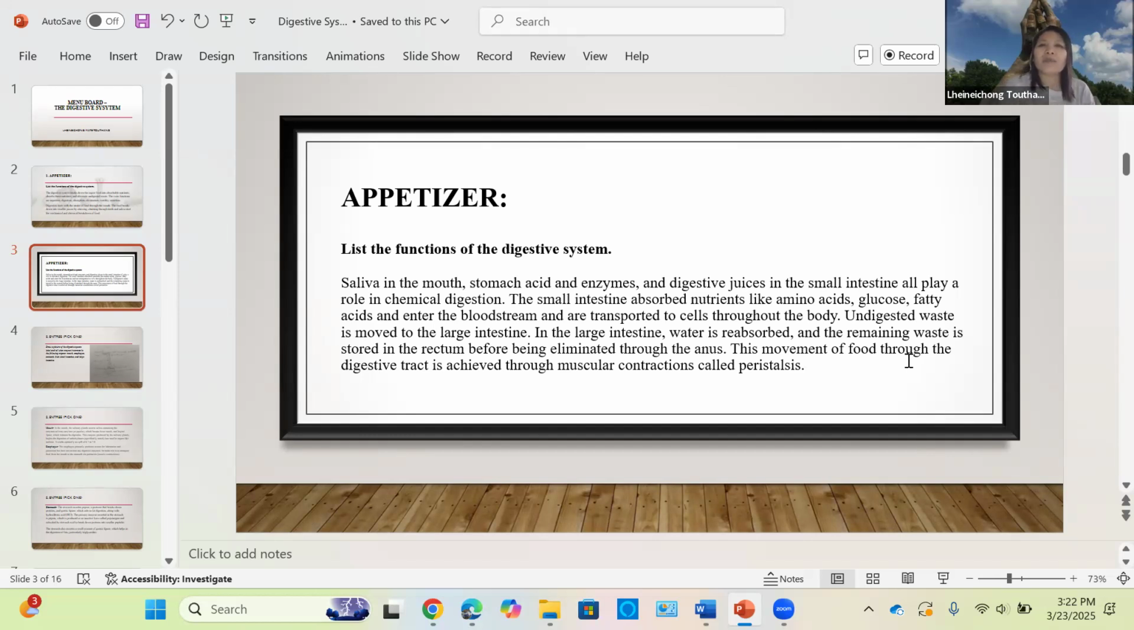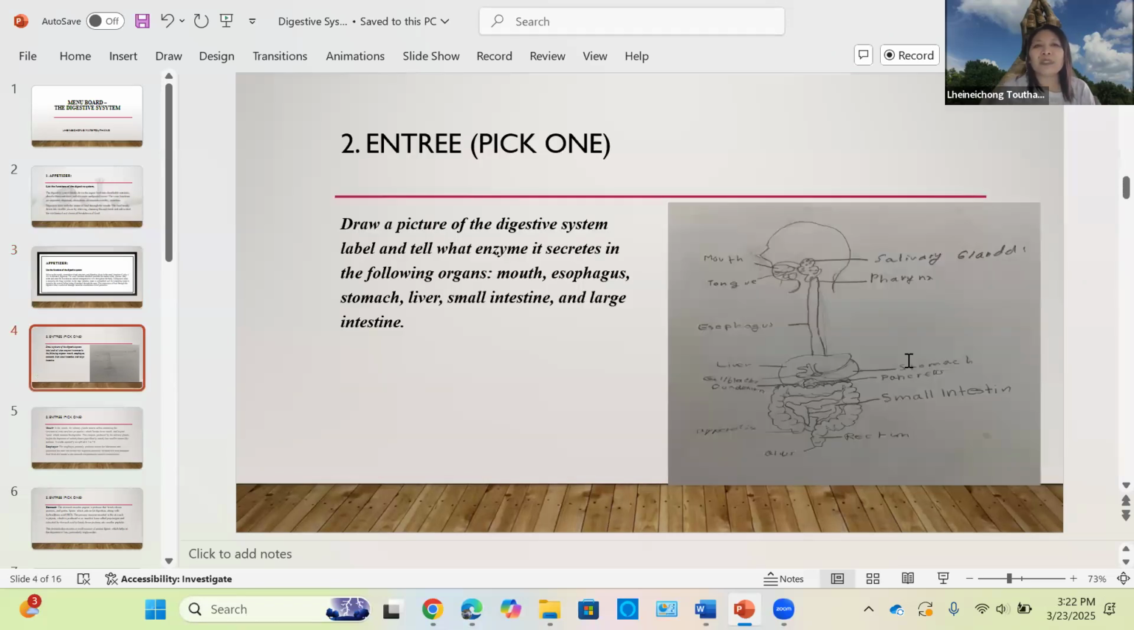The small intestine absorbs nutrients like amino acids, glucose, and fatty acids, which enter the bloodstream and are transported to cells through the body. Undigested waste is moved to the large intestine. In the large intestine, water is absorbed, and the remaining waste is stored in the rectum before being eliminated through the anus. So this movement of food through the digestive tract is achieved through muscular contractions, which is called peristalsis. And these are the functions of the digestive system.